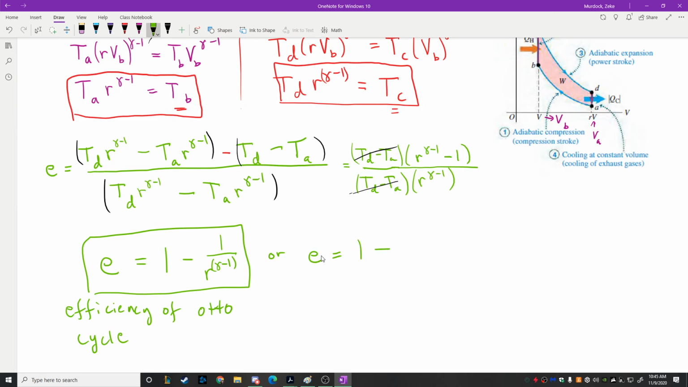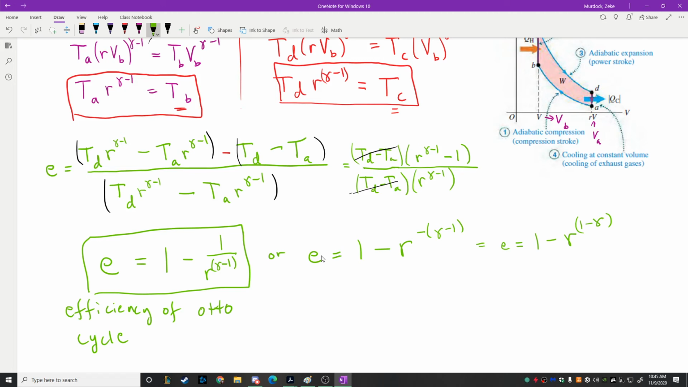1 minus R. See, when I write R like that, it looks like a gamma. I've got to be careful. R to the negative gamma minus 1. But even this can be written more simply, right? Because you can just factor the negative sign inside of it. It would be E equals 1 minus R to the 1 minus gamma. I like that one better. My R's and gammas look really similar to each other. I apologize.